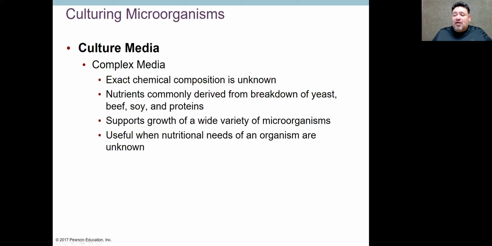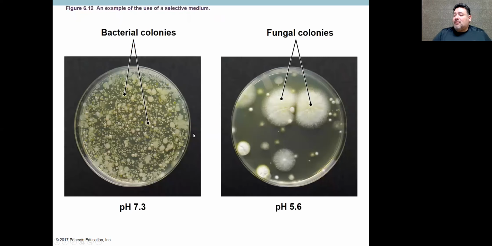And as you can see here, we cannot express chemically what's in there. Why? Because there's a whole bunch of different amino acids, a whole bunch of different vitamins that we cannot list, a whole bunch of different sugars. So if we cannot list it, it's complex. And again, why do we use it? We use it in order to support fastidious organisms, organisms that have a complex nutritional requirement. Okay.